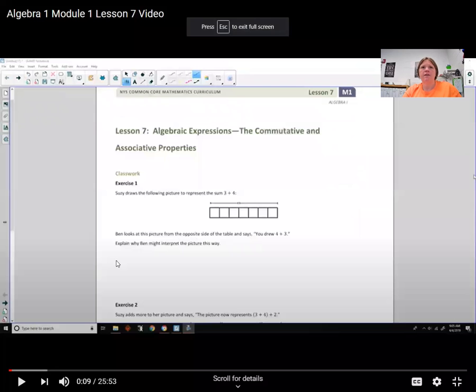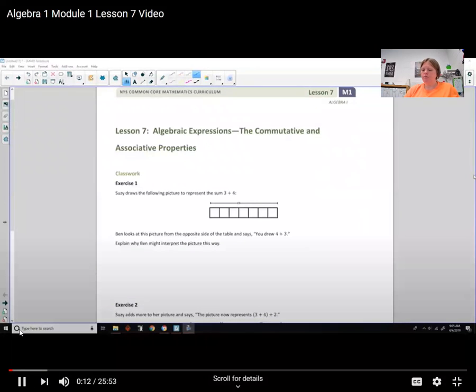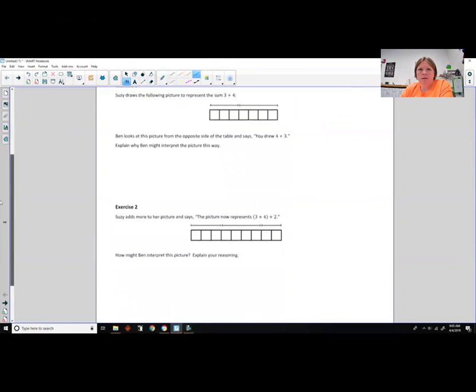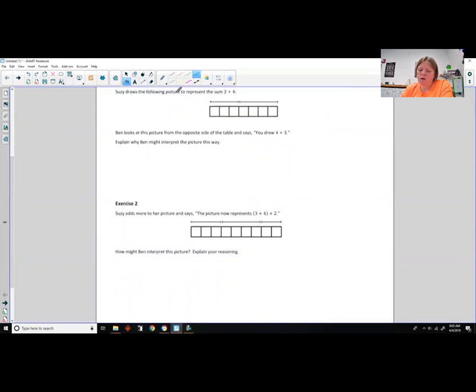All right, so get your lesson out and we'll look at lesson 7. Lesson 7, algebraic expressions, the commutative and associative properties. Okay, so classwork 1, exercise 1. Susie draws the following picture to represent the sum of 3 plus 4. Ben looks at the picture from the opposite side of the table and says, you drew 4 plus 3.